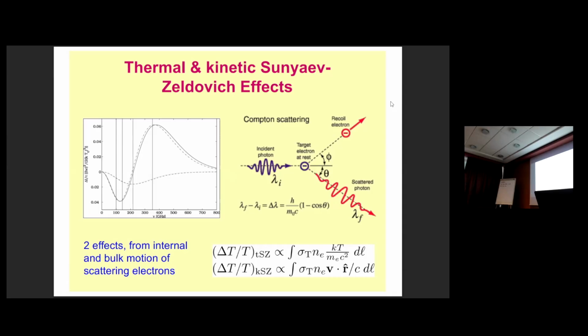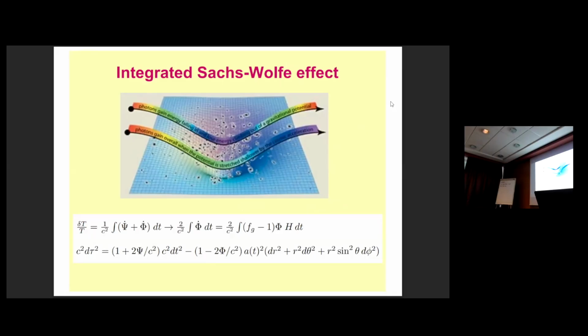Just to mention, the SZ effect is a very good way of probing ionized gas in the universe. There are two distinct ways in which it does this. One is the bulk motion of scattering electrons, which gives you a frequency-independent effect, and a more complicated effect where the hot gas itself scatters photons. That's a small-scale effect. The ISW effect is more interesting.